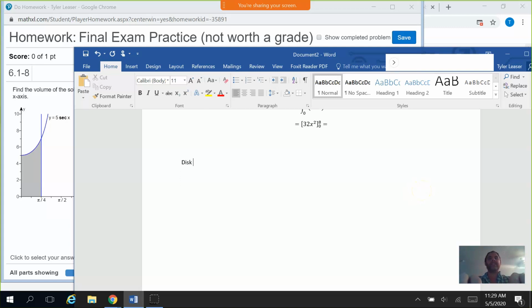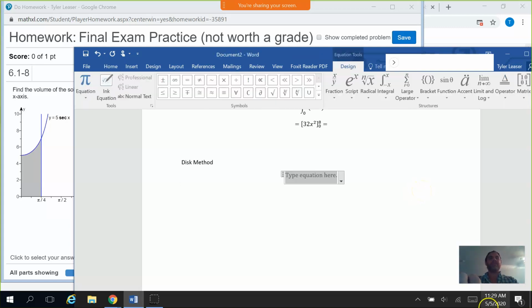So we have the disk method. The disk method, the volume is just the integral of pi, and then the radius as a function of whatever you need it to be a function of, squared, dx. So if we're revolving it around the x-axis, then it's going to be a function of x. If I was revolving it around the y-axis, it would be a function of y.